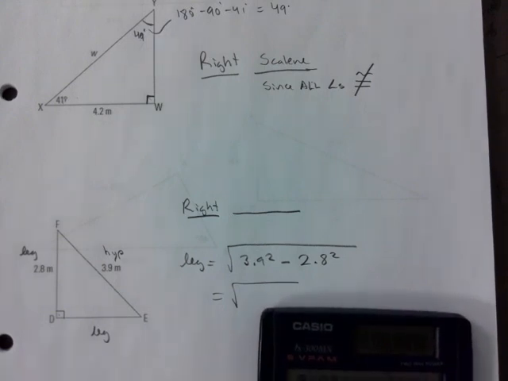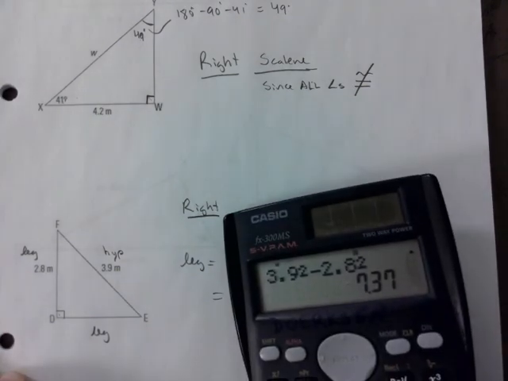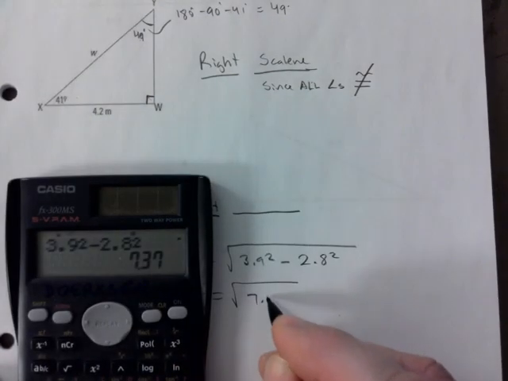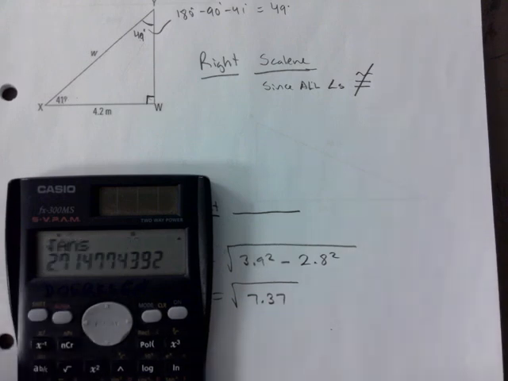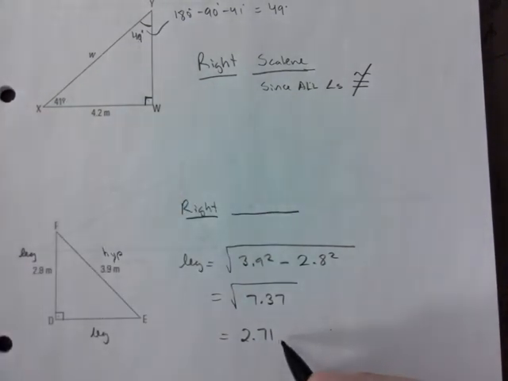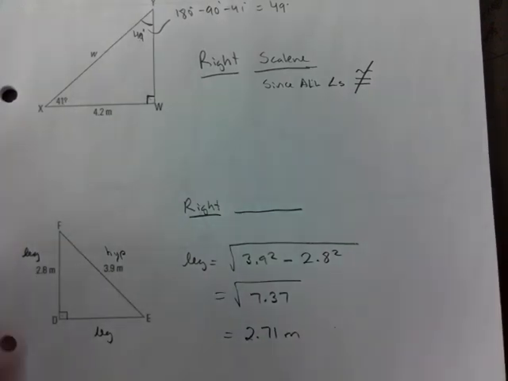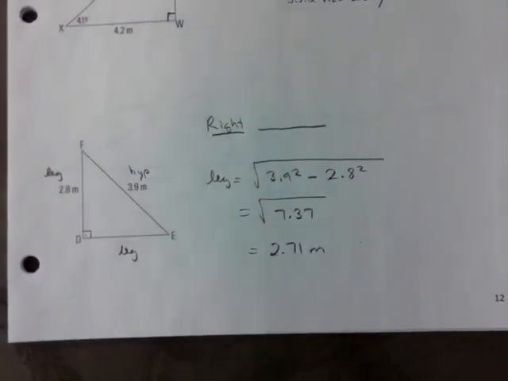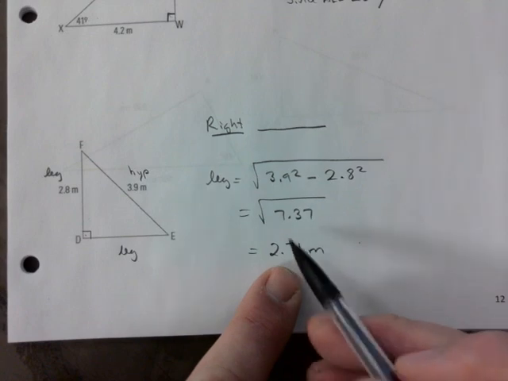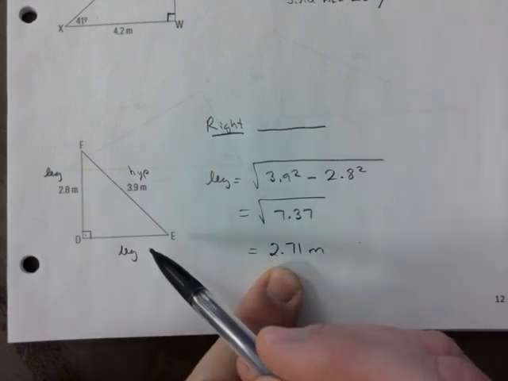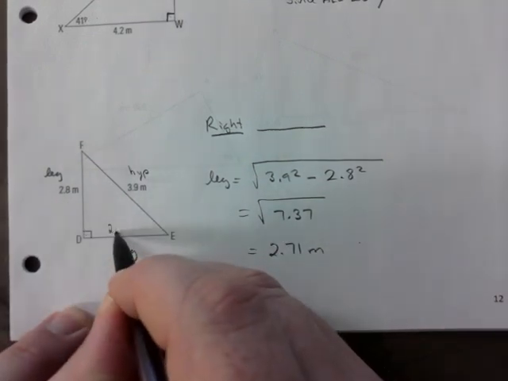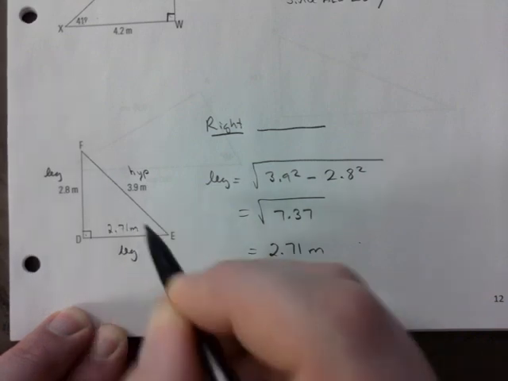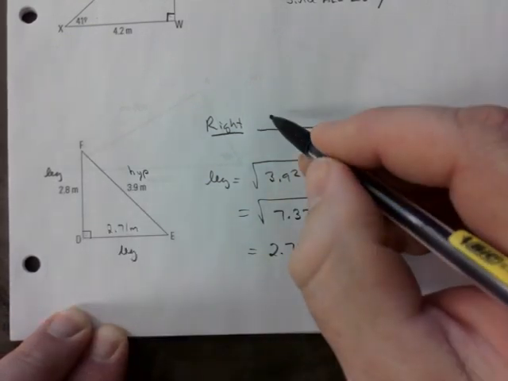3.9 squared minus 2.8 squared. That's 7.37. 7.37 inside the root. I'm going to take the root of that, and that is 2.71. What are we at, meters? I'm going to move this up a little bit on you here. But they're all different. You might say, oh, they're close, but it's not close enough for us, right? So this is 2.71 meters. So all sides are different, therefore it's scalene.